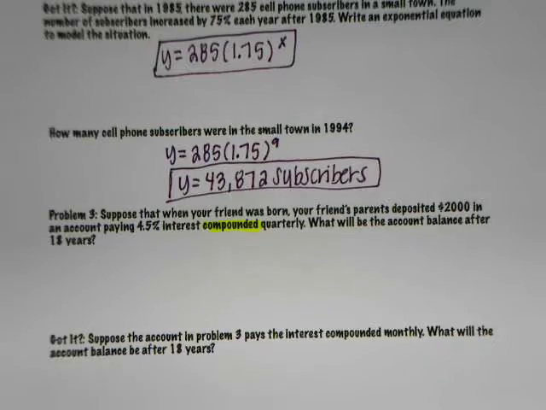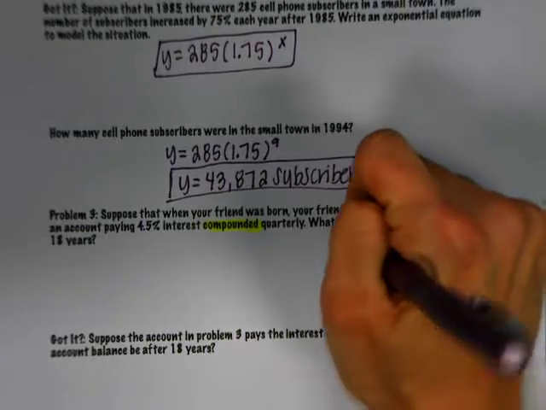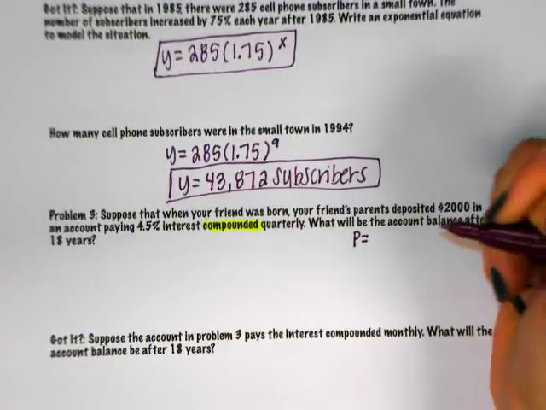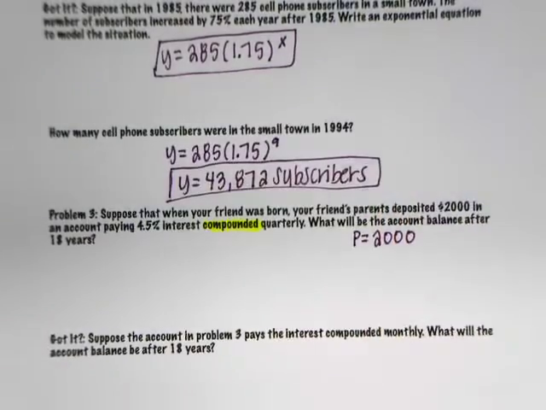Okay. So suppose that when your friend was born, your friend's parents deposited $2,000 in an account paying 4.5% interest compounded quarterly. What will be the account balance after 18 years? So let's figure out what our P is. P is the amount, the principal. So what's that going to be? Yep, 2,000. That's how much was deposited.